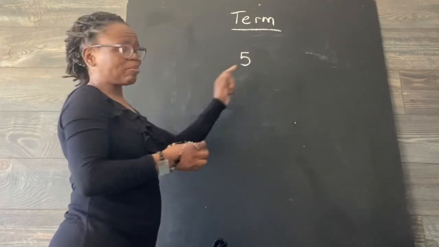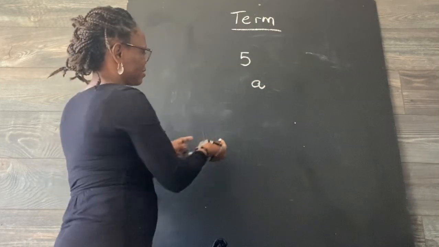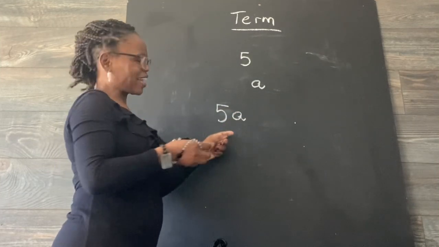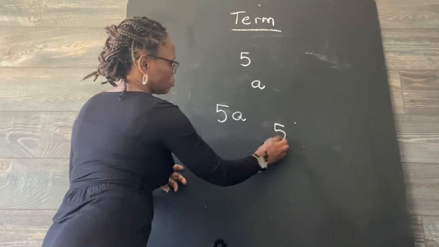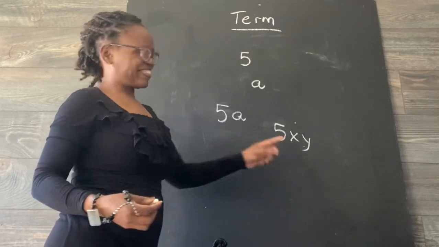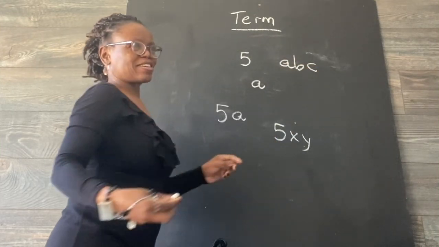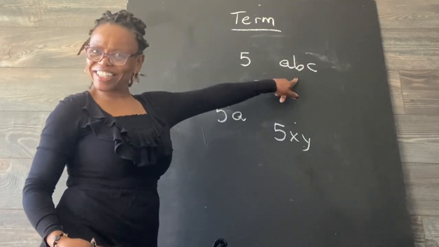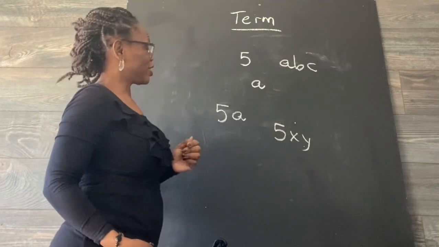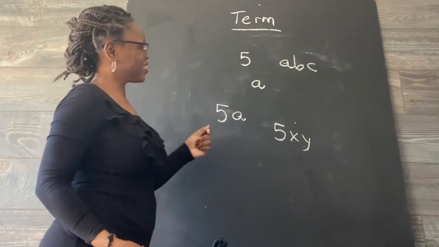That is a term, and so is that. And so is that. So what is a term? As you can tell, a term could represent a number of different things.